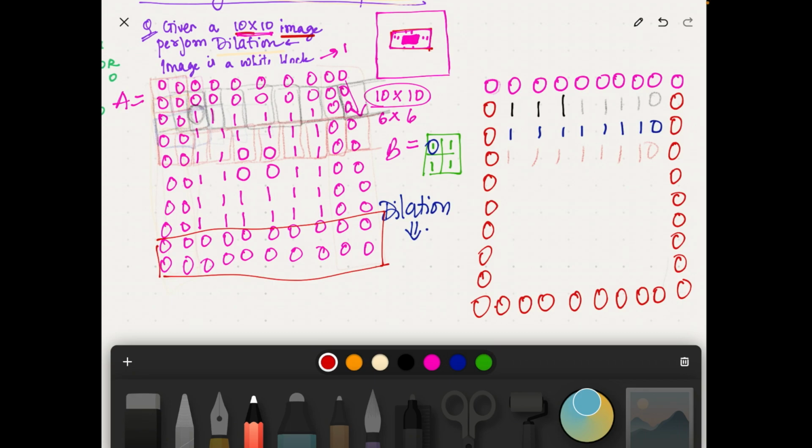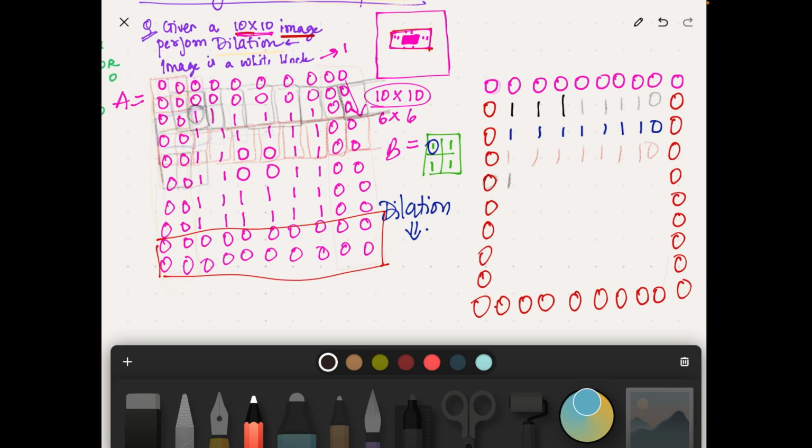So we move on to the next one. Pay attention to this part. So we are in this row now. Again 0 0 0 0 gives us a 0, 0 1 0 1 gives us a 1. Why? Because the maximum we are obtaining here is 1, and because we are dealing with dilation, a 1 will appear here.